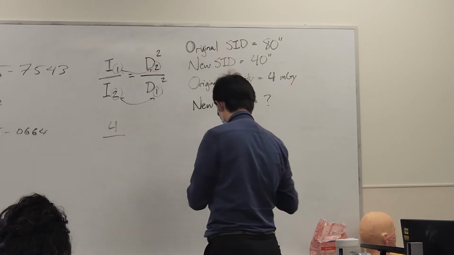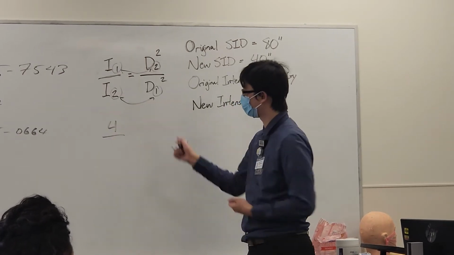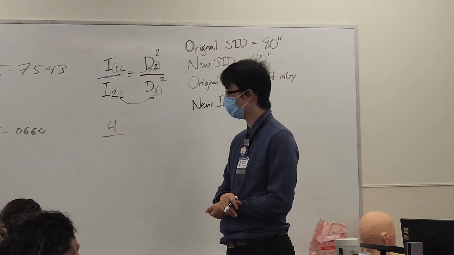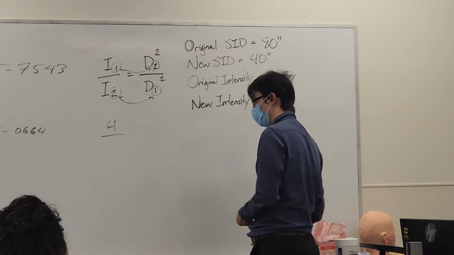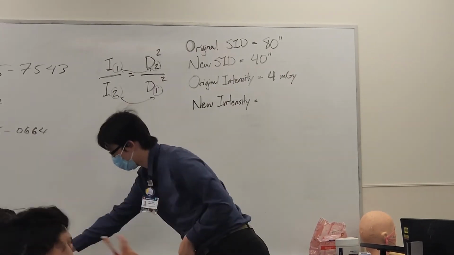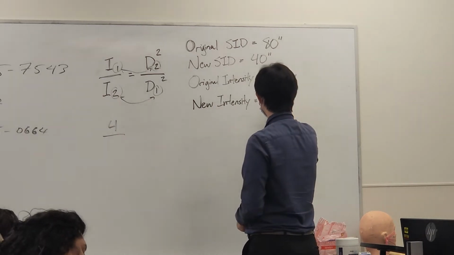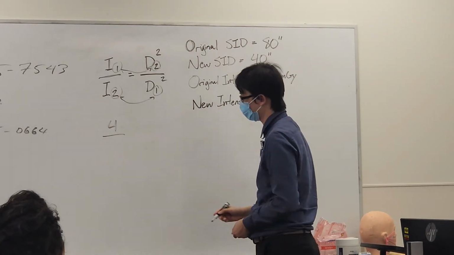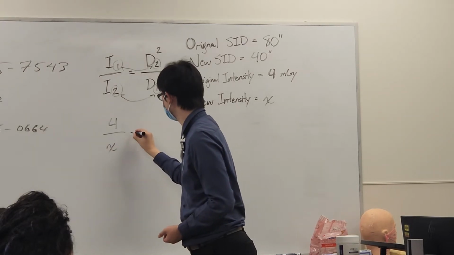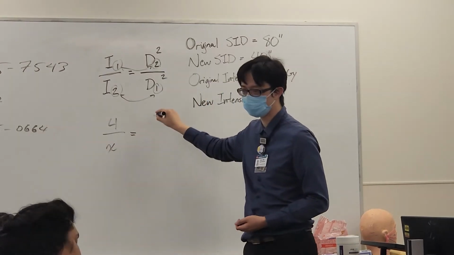What's down here on the bottom? Our question mark. So we'll call it X. Going back to our old algebra days, we called it X. So here's our X. Okay, what's on top here?